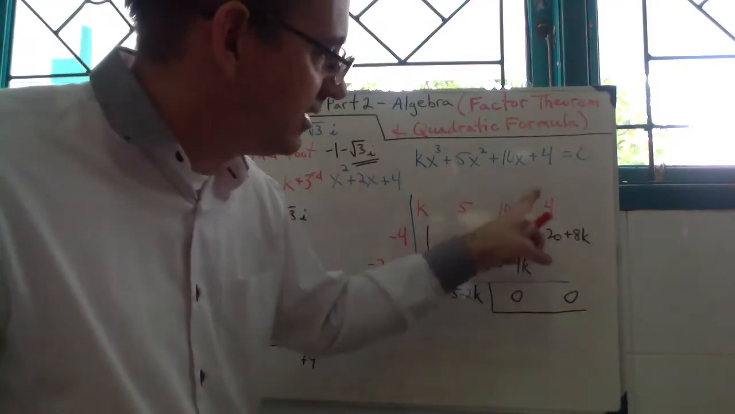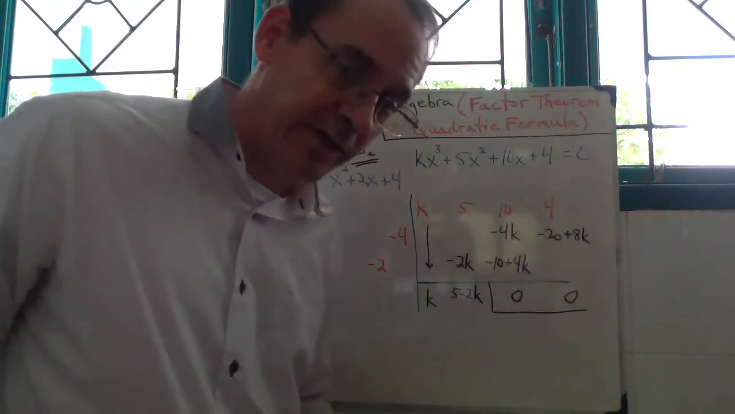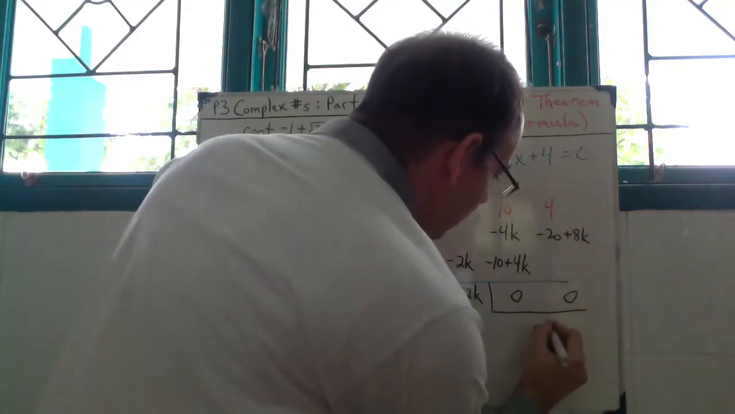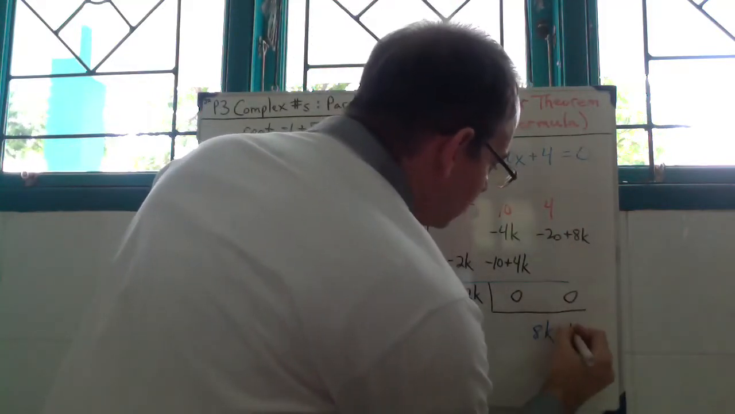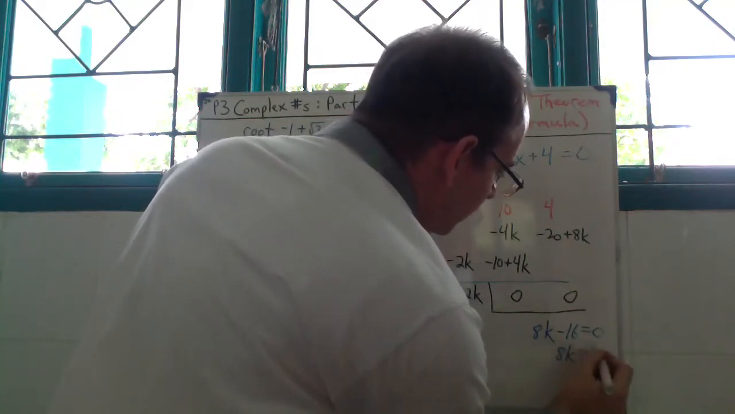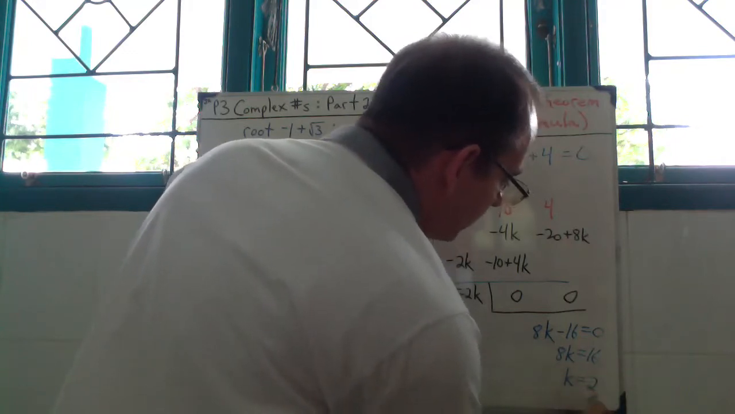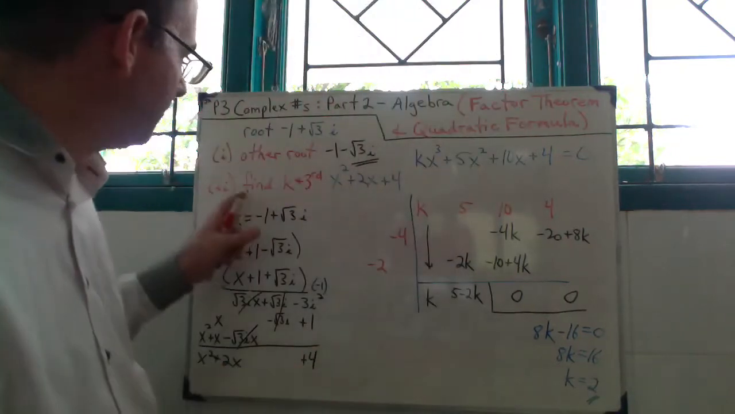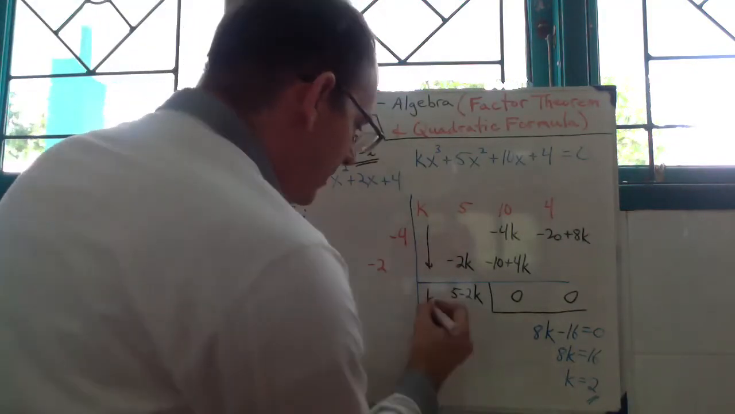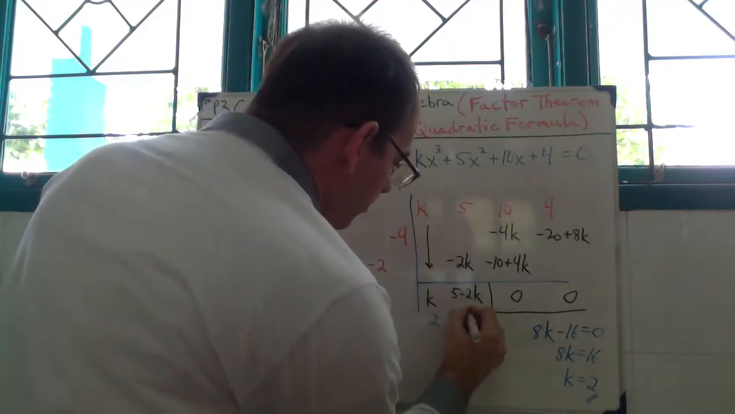Here we have this, and this creates for us a nice little equation where we can solve k. So we're going to have 8k minus 16 equals 0. 8k equals 16. Therefore, k equals 2. So that's one of our answers there. It said find k. K equals 2. So if we plug k into here, this is 2. 5 minus 4 is 1.